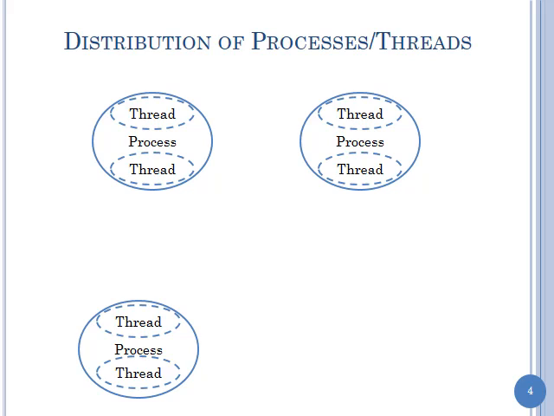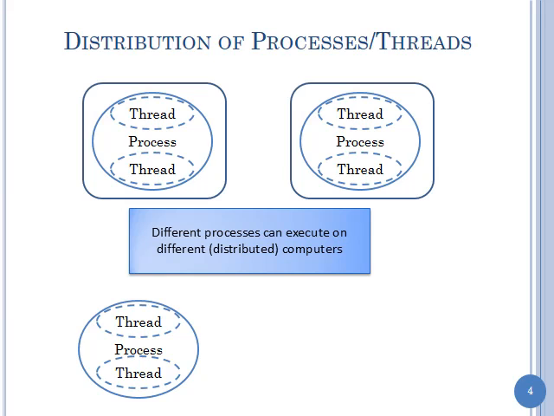So what are we talking about? We're talking of distribution, so we're talking of running on different computers possibly. So you can distribute processes. You can have one process executing on one machine, another process executing on another machine, and hence you have a distributed program.